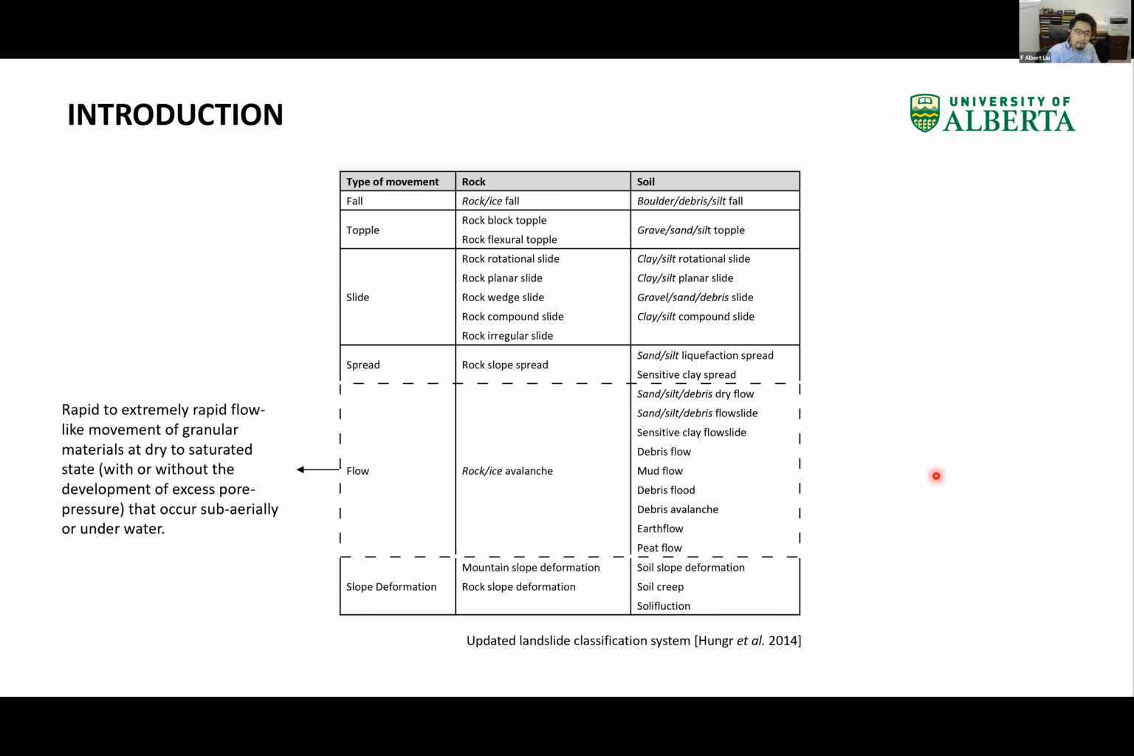They did not provide a definition for flow-like landslide in general, but he did provide a definition for each subtype. If we combine the subtypes, we can loosely define or describe flow-like landslide as rapid to extremely rapid flow-like movement of granular material at dry to saturated states that can occur on land or underwater.